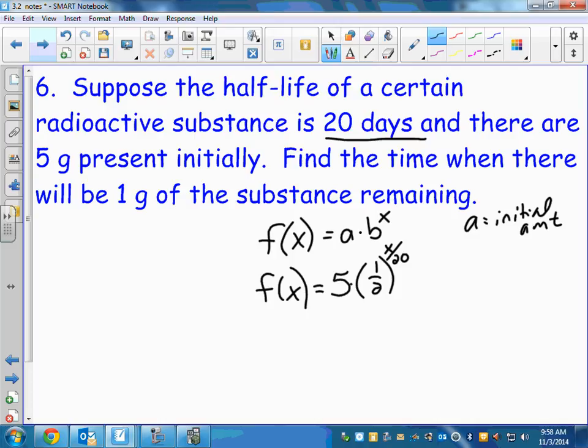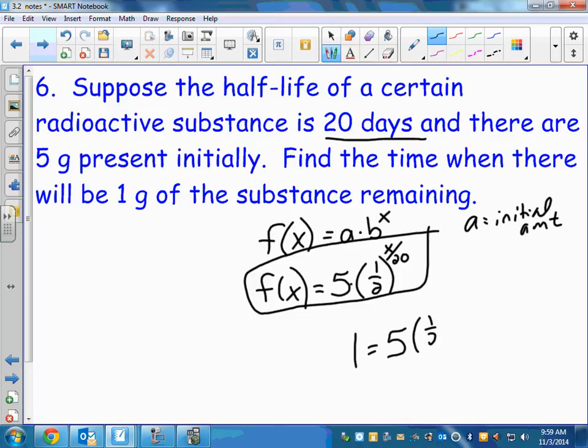It says, find the time when there will be 1 gram of the substance remaining. First of all, let's think about if our answer would make sense. Should my answer be bigger than 20 or less than 20 in this problem? Bigger, because it's 20 days for half of it to be left. I want to know when there will be 1 gram left. So this is my equation. Just like the population problem, I'm going to set this equal to 1 instead of 1 million.